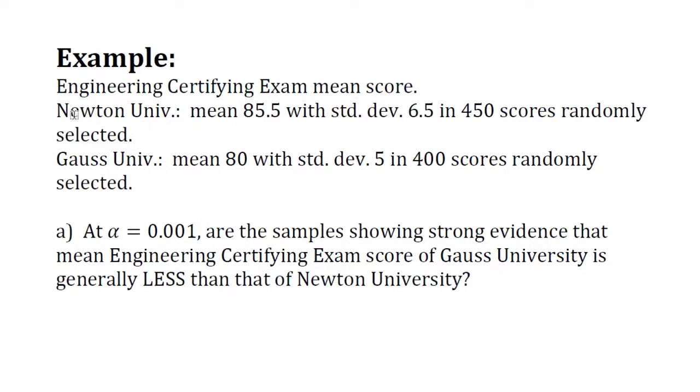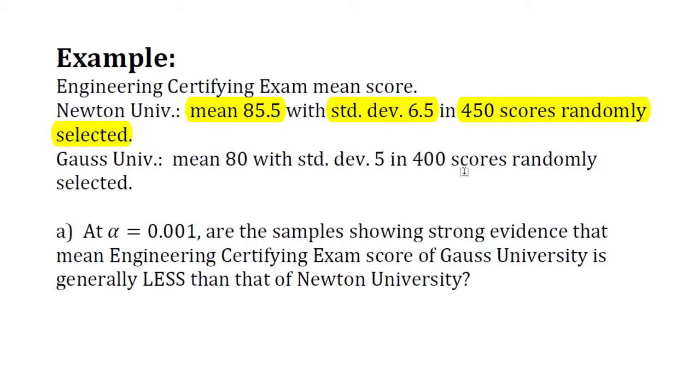And so from Newton University, we found a sample according to the way the wording is describing here. Then from Newton University, we found a mean of 85.5, and these scores are supposedly out of 100. So the mean score from Newton University is 85.5 with a standard deviation of 6.5, and all this information is from 450 scores that are randomly selected.